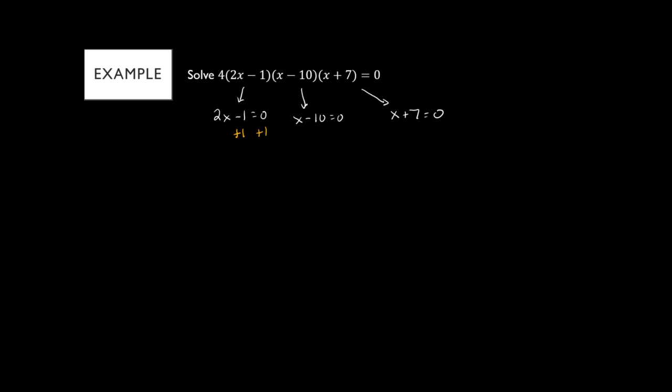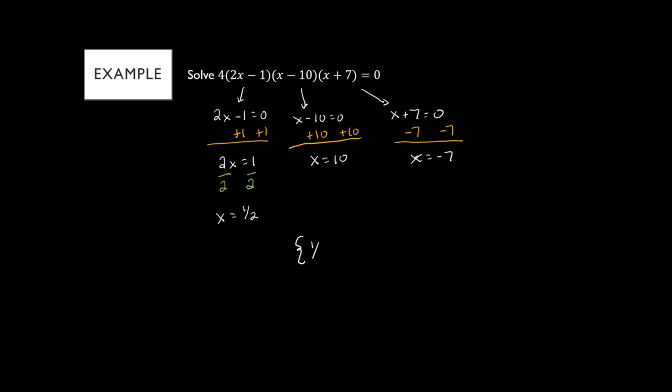So the first equation, I'm adding 1 to both sides. Second equation, I'm adding 10 to both sides. And the third equation, I'm subtracting 7 from both sides. So that gives me 2x equals 1, x equals 10, and x equals negative 7. So that first equation I need to keep going on. I'm not quite done. I need to divide both sides by 2. And so we get x equals 1/2 there. So now I've got my 3 answers: 1/2, 10, and negative 7. All 3 of these numbers work in this equation. And so we have 3 solutions.